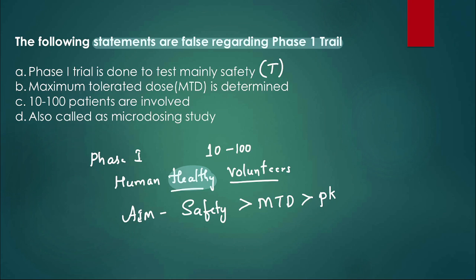Maximum tolerated dose is determined, true. 10 to 100 patients are involved, false. Patients are not involved in phase 1 trial; very rarely are they involved. Suppose that is the only drug available and the patient is going to die, for example a terminally ill HIV patient or cancer patient, they may be involved. Otherwise, they are not involved.